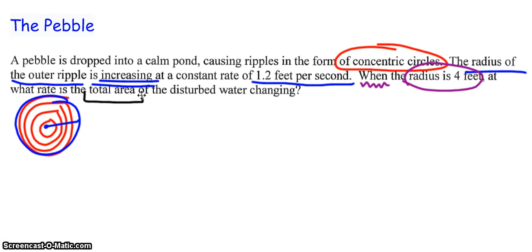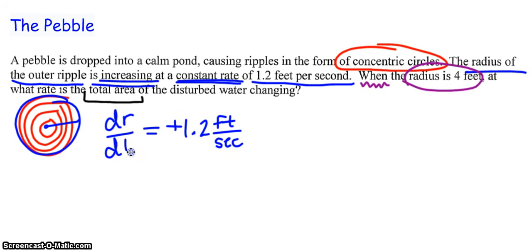Let's maybe translate those to some math. Okay, so if we go through there, one thing I remember seeing is the word rate, and it said a constant rate of 1.2 feet per second, and also the word increasing was there, and you just told me increasing things have a positive rate of change. So we've got this positive 1.2 feet per second, talking about the radius of the outer ripple. Well, if we think about how the radius is changing over time, that would be dr/dt, the rate at which the radius is changing over time.